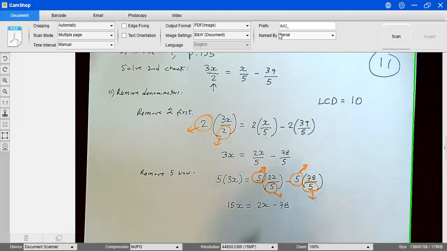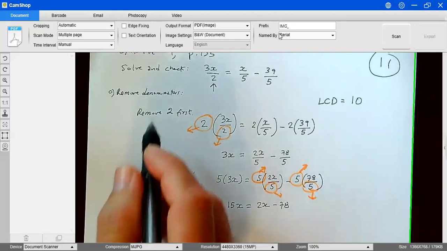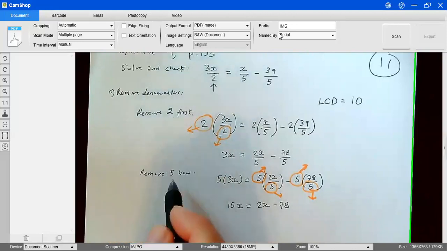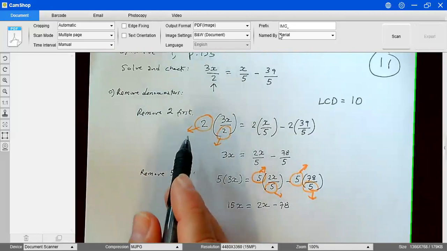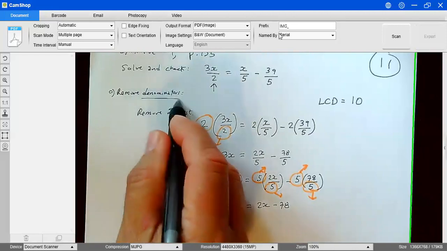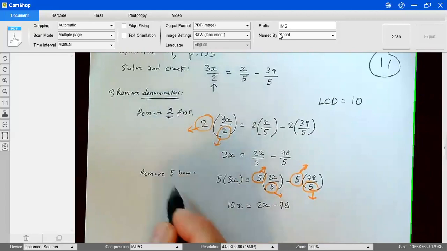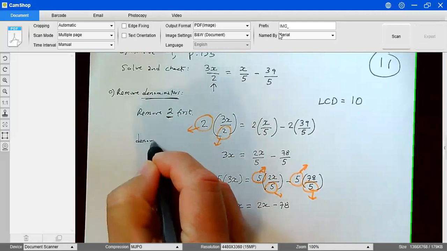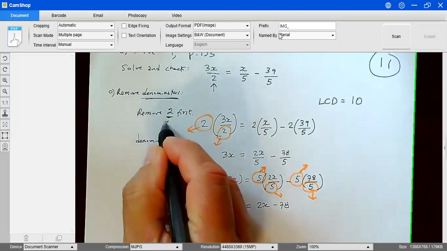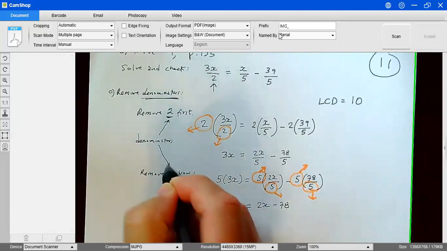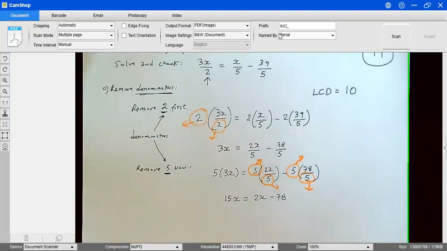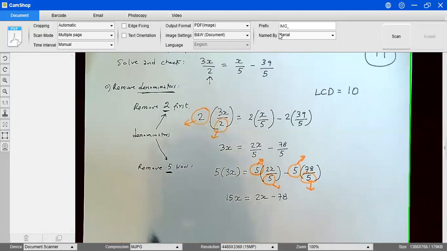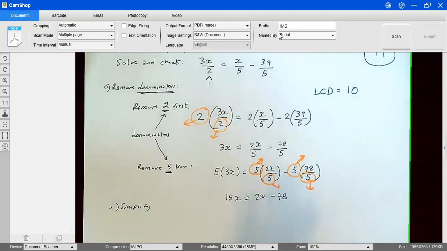So that's the equation without denominator. So we remove 2 and we remove 5, the denominators, okay? So we are removing denominator. So this 2 is a denominator and this is another denominator. So I need to write, this is a denominator and this is also a denominator. So the denominators I just remove. So now we're going to simplify. That's the next step. Simplify. There is nothing to simplify here.